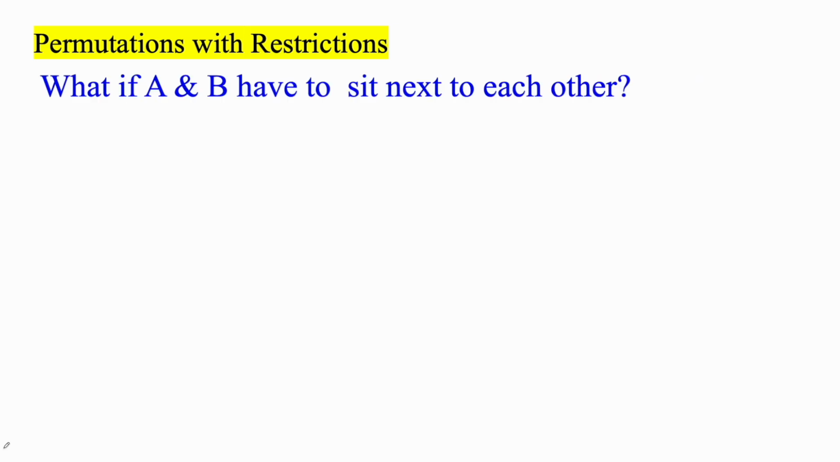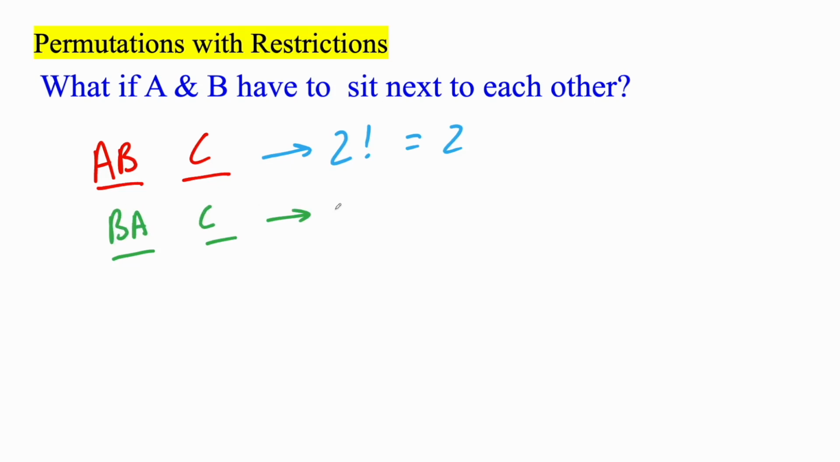Now we can also have a restriction, like what if A and B have to sit next to each other? Maybe they're a couple. The strategy is that we're going to group A and B. Then all we have left is C. So 1, 2. This is an example of 2 factorial because we have 2 slots, so we get 2. However, we could also do BA and then C. So all we have to do is double it. We have 2 times 2, so we get 4 options, because this option itself has 2 ways of doing it. You could put C here, or you could put C here.